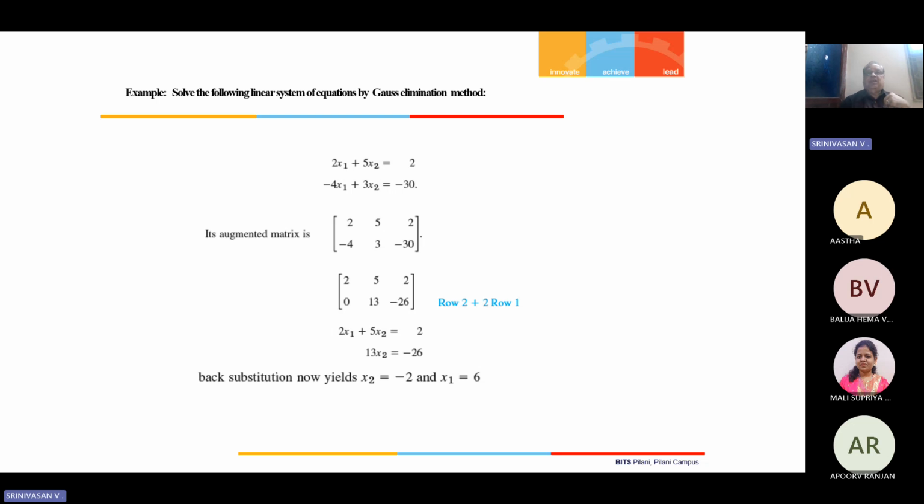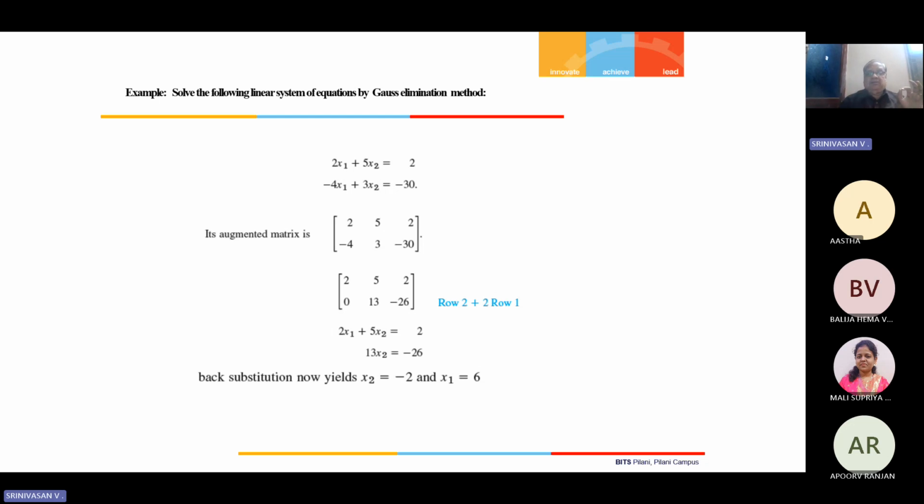You may ask one question. Here there is no demarcating line, there is no separation. Do we need to write it or not? It's better to write. Otherwise, sometimes you may go wrong, thinking that it is some 2 by 3 matrix or something like that. So it is an augmented matrix, and it is always better that you give it a name.